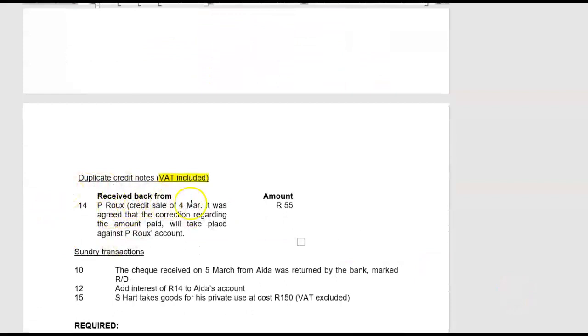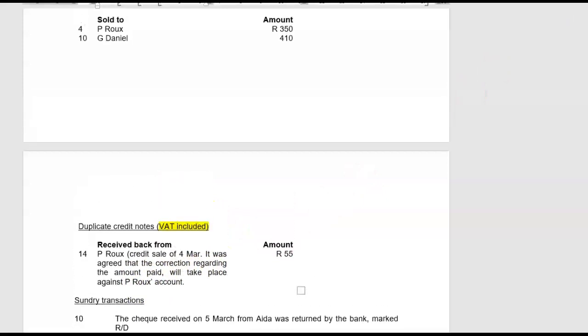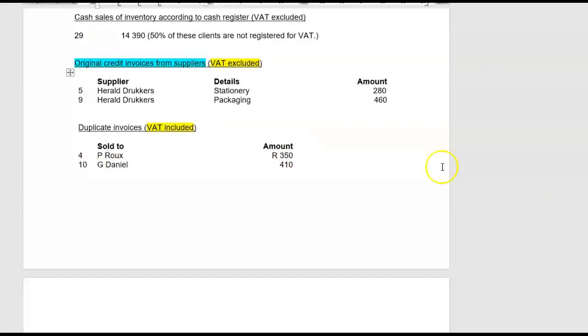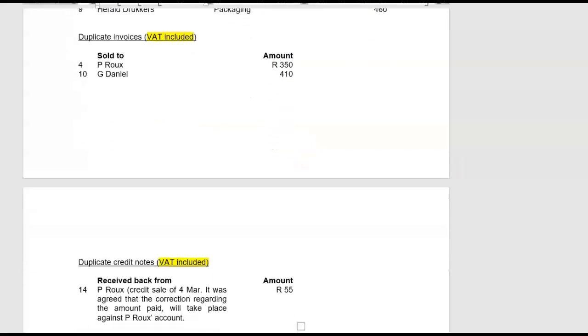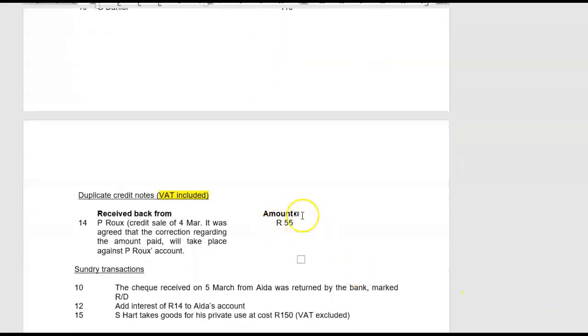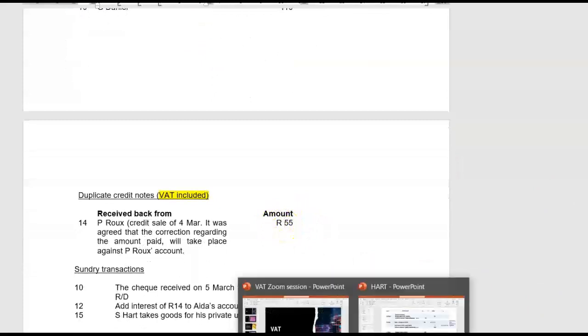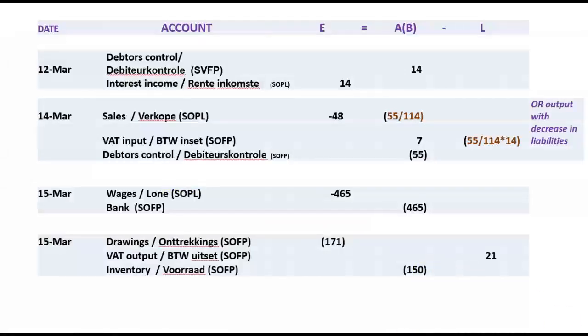Pierre Roux credit sale on 4 March. It was agreed that the correction regarding the amount paid will take place against Pierre Roux's account. So we have sold to Pierre Roux, here, 350 Rand. Then obviously there was some kind of mistake, and we have to rectify his account with 55 Rand. So his account is going to reduce with 55 Rand.